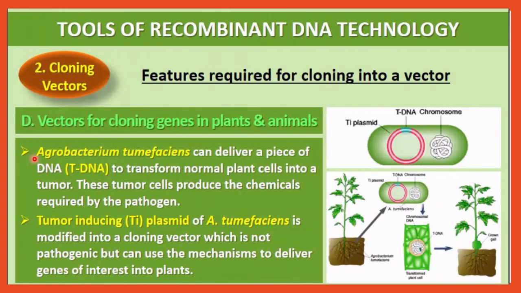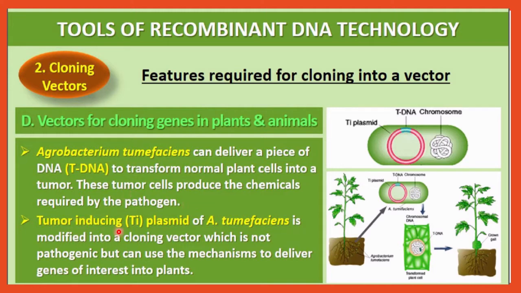We will discuss in detail the Agrobacterium tumefaciens bacteria, which can deliver a piece of DNA, that is tDNA. And why is it written tDNA? Because T stands for tumor. This DNA is responsible for causing tumors, and it transforms normal plant cells into tumor cells. That's why this DNA is considered tDNA. These tumor cells produce the chemicals required by the pathogens. In this way, Agrobacterium tumefaciens can deliver a piece of DNA, the tDNA, which is responsible for causing tumors in the plant cell.